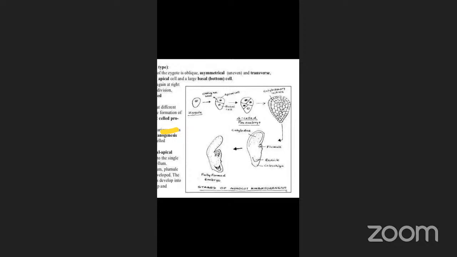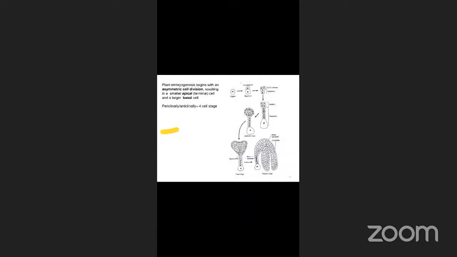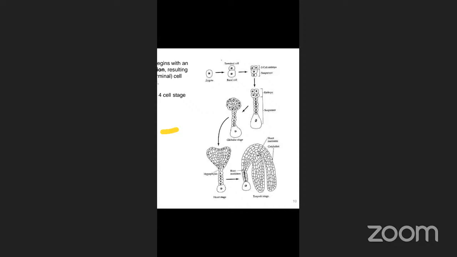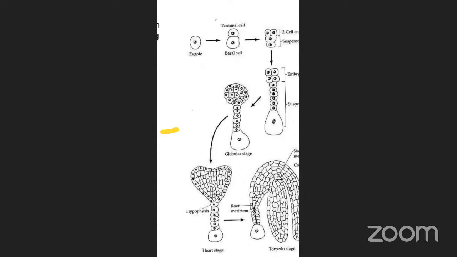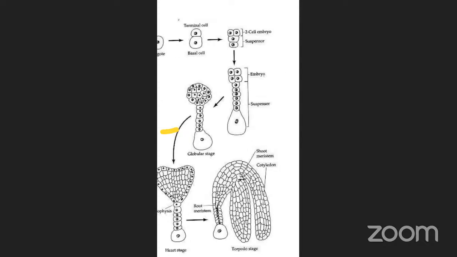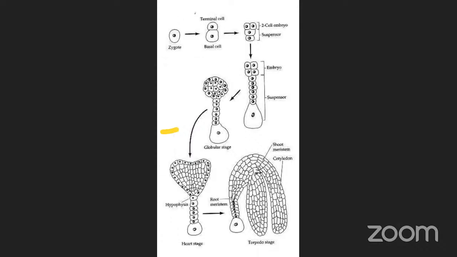Next, plant embryogenesis begins with an asymmetric cell division, resulting in a smaller apical cell and a larger basal cell. This is asymmetric division. Here the apical cell is small and the basal cell is larger. Then these two cells divide again, forming a two-cell embryo and suspensor cells below. Next, the embryo develops four cells, the remaining cells are suspensor. Finally, the globular stage starts.